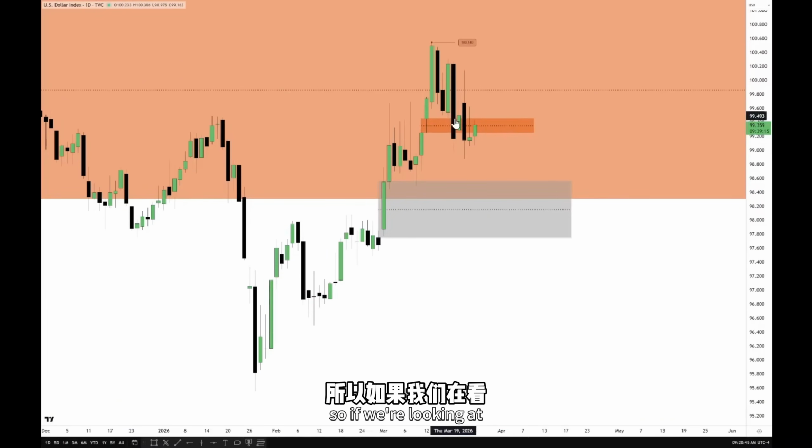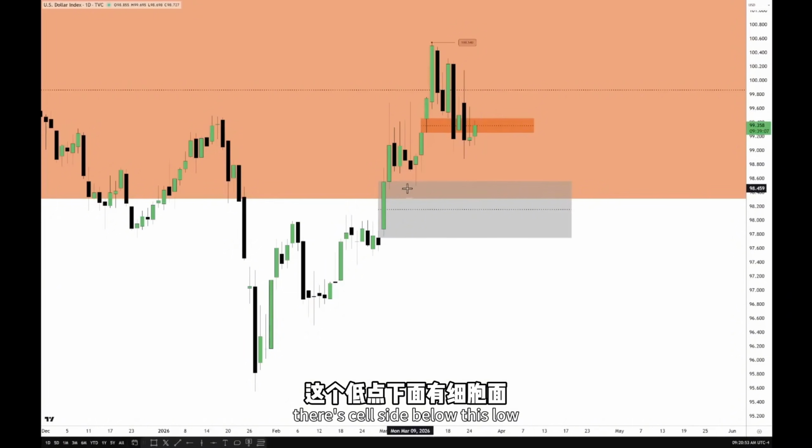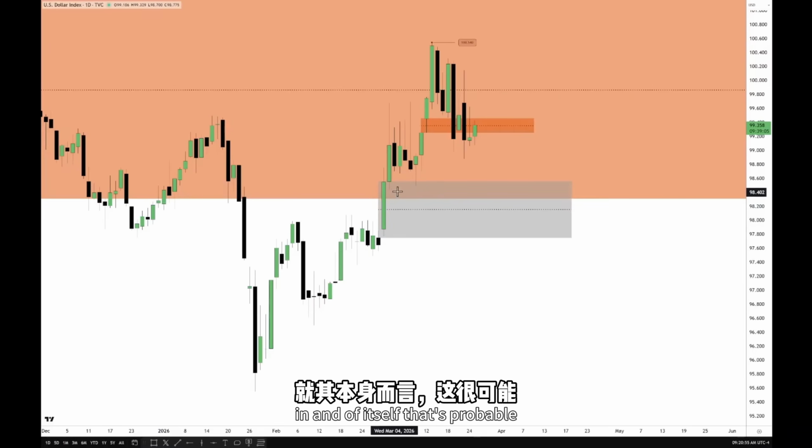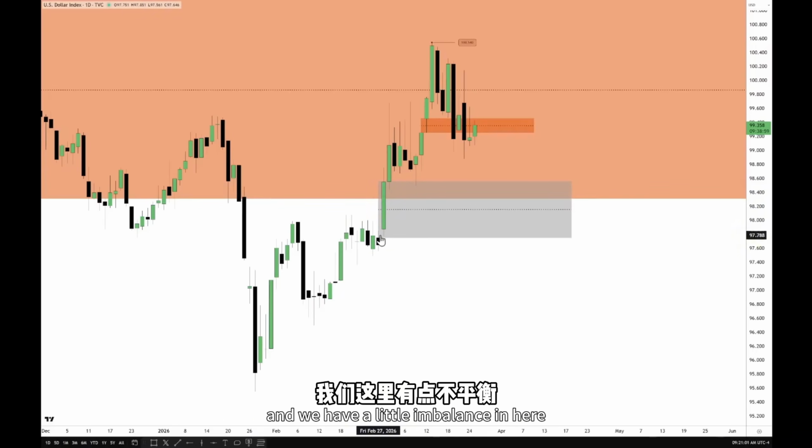So if we're looking at the likelihood of a further retracement lower, there's sell side below this low, and look at that low there. In and of itself, that's probable because this low here is slightly higher than that one. And we have a little imbalance in here with a volume imbalance at the bottom of it.